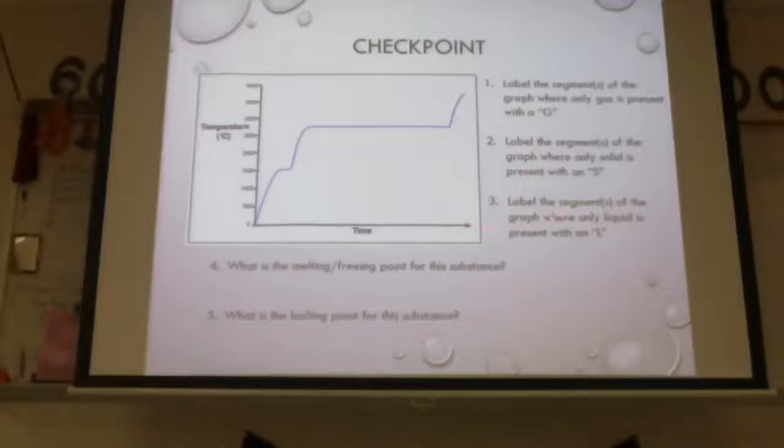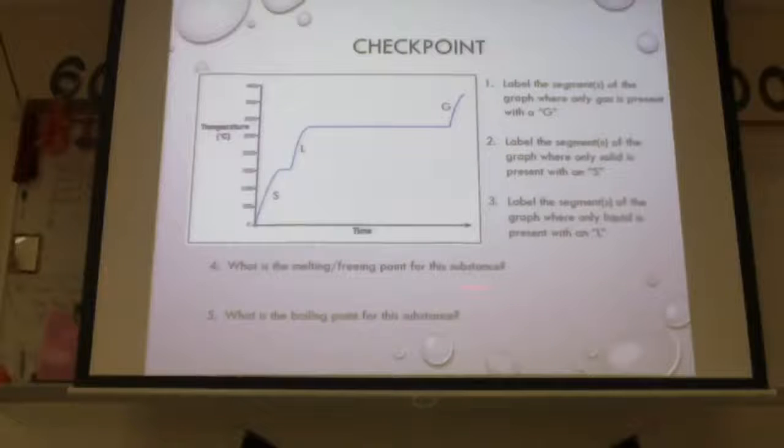So on this graph, where is there only a gas present? The top line. This top part up here is only a gas. What about solids? The bottom diagonal is where solids are. What about liquids? The middle diagonal. In between, it's a combination of both. On this phase change, there's solid and liquid. On this phase change, there's liquid and gas.